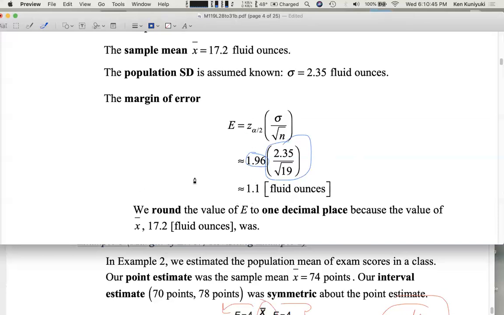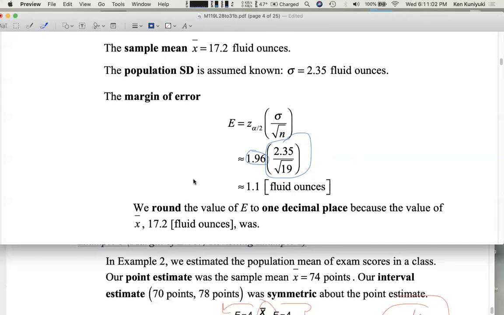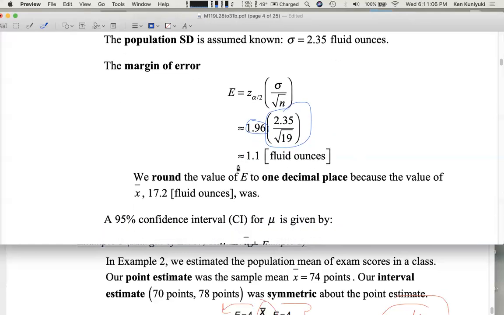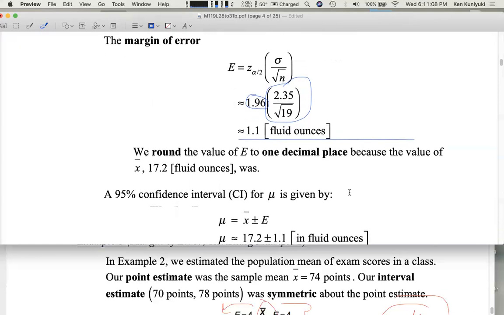So if the margin of error on your calculator turns out to be 1.13, let's say, by the argument of being conservative to play it safe, you could round up 1.13 up to 1.2, and I'd accept that. You're being conservative in that case. Anyway, we're going to say the margin of error is 1.1 fluid ounces.